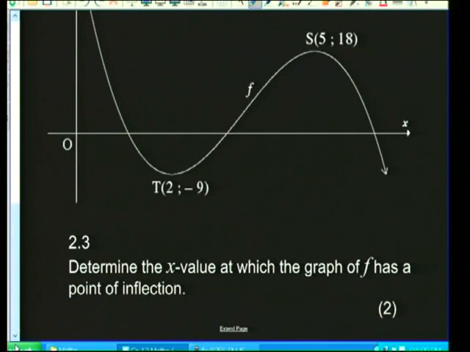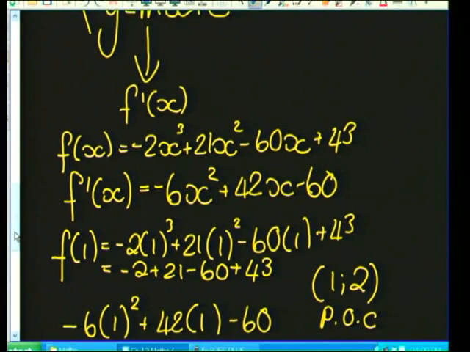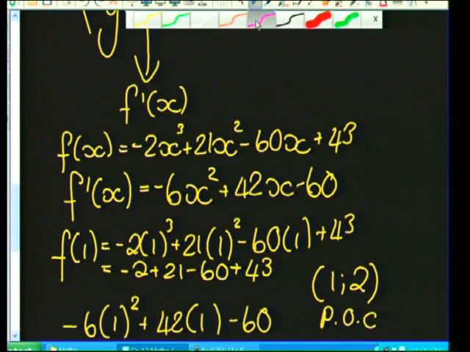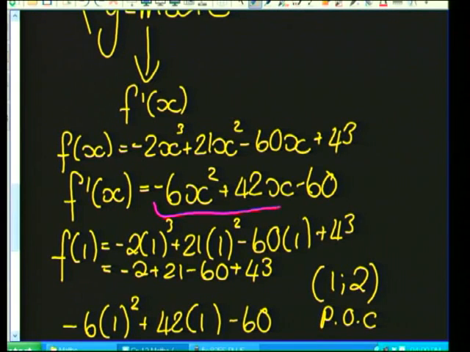The last question they're asking us to look at for this particular function is the point of inflection. Now, we've already had a quick look at that. Point of inflection is a case of finding your second derivative and making your second derivative equal to 0. Let's go back for 1 second and recall our first derivative, which was negative 6x squared plus 42x minus 60.